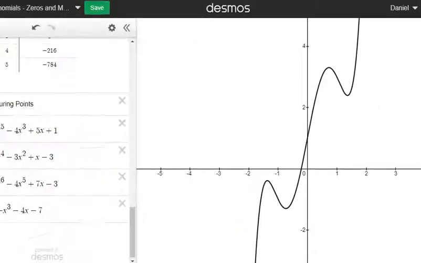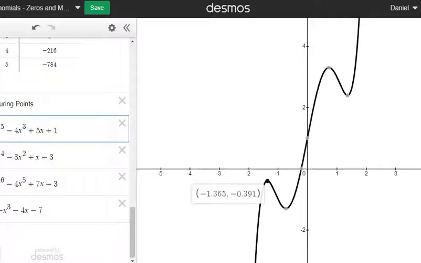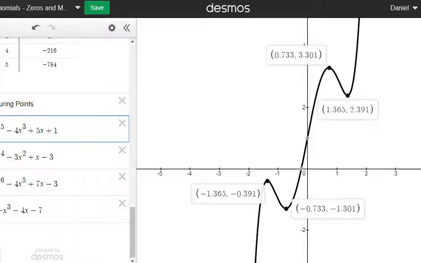All right. Now when we take a look here at our polynomial, when you click on the polynomial, you'll get some gray dots that show up on there, which is really cool. So we'll have one turning point right there at negative 1.365, another one down here, and then our y values are increasing until we get to the top of that hill right there at 0.733, comma 3.301, and then it'll turn around, so we'll go from increasing to decreasing down here and bottom out, so to speak, at 1.365, negative 2.391. So this particular function does have 1, 2, 3, 4 turning points.